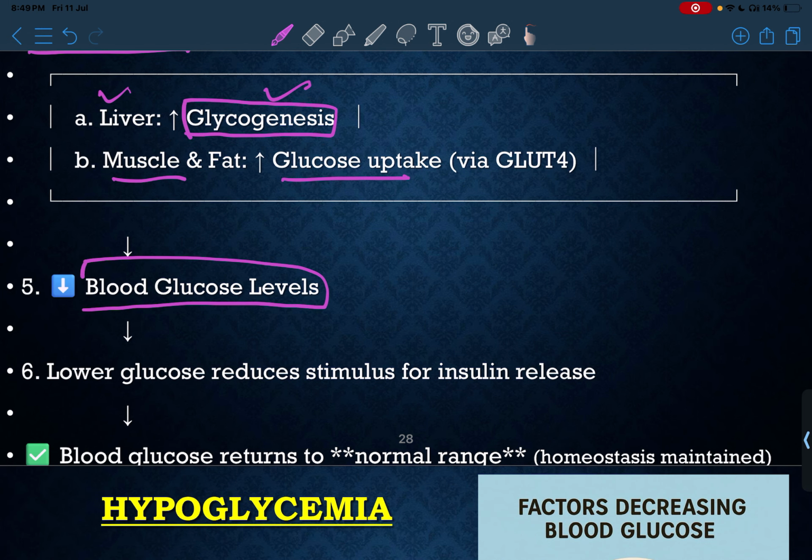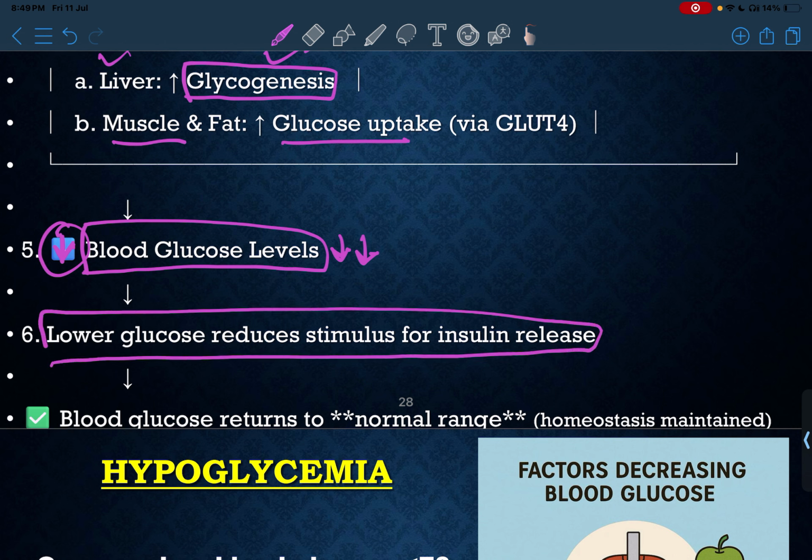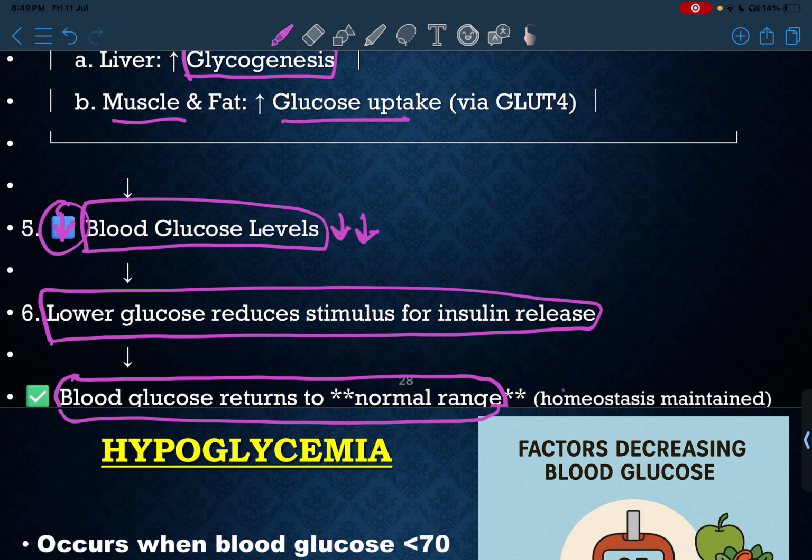As blood glucose level decreases, what will happen? Lower glucose reduces the stimulation of insulin release, and blood glucose returns to the normal range. So homeostasis is maintained.